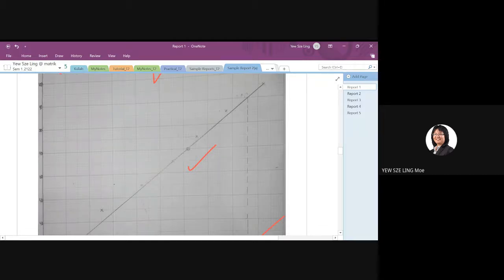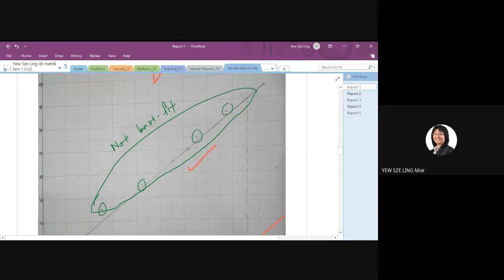But this one, even the best fit line is wrong. Why? Because you see all your plots are above the line. So you got the marks for the centroid, but this is not a best fit line. Why? Because you see point 1, 2, 3, 4, all 4 of them are located above the line.